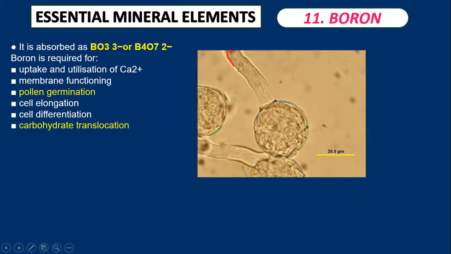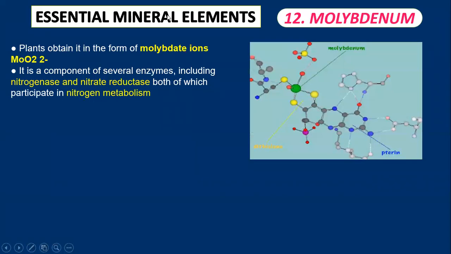Look, pollen tube: if you have practicals in school, in class 12th you will be doing this experiment, pollen tube germination or pollen tube formation. You'll observe the growth of the pollen tube under the microscope. It was a laboratory experiment in biology. So boron's main function is pollen germination. Next, the 12th element. As we move on, the number of functions that we have to study keeps decreasing. Good one, right? Molybdenum, molybdate ion.